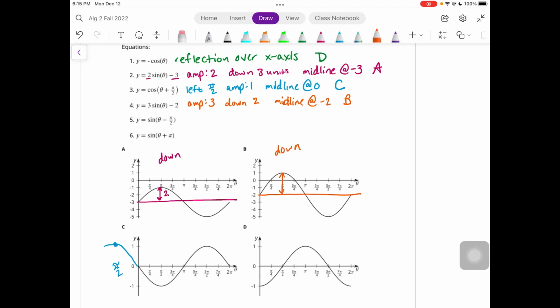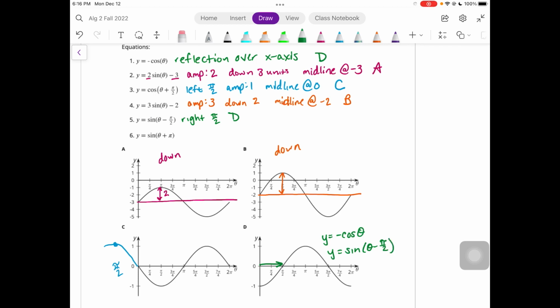Number 5, we've got sine of theta minus pi over 2. So that is a shift to the right, pi over 2 units. And normally sine starts at the origin, and you can see here there's a shift pi over 2 units to the right. So this one is also D. So you can see y equals negative cosine of theta and y equals sine of theta minus pi over 2 give us the same graph.